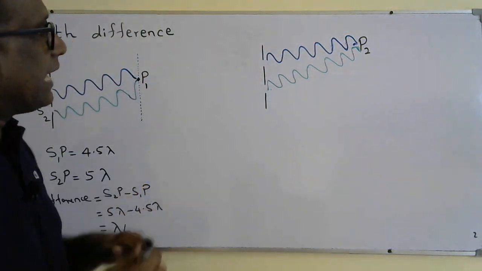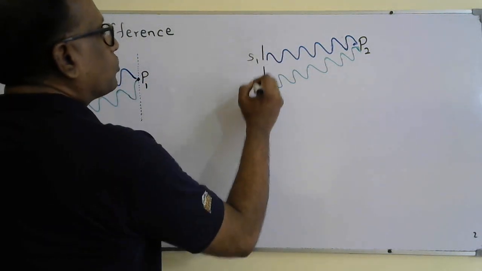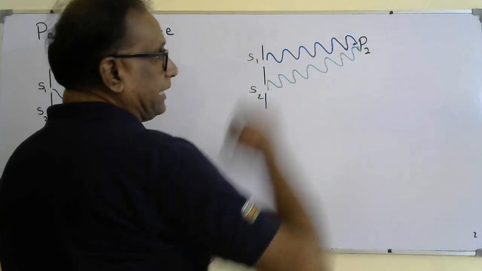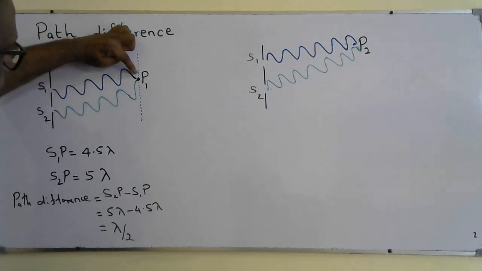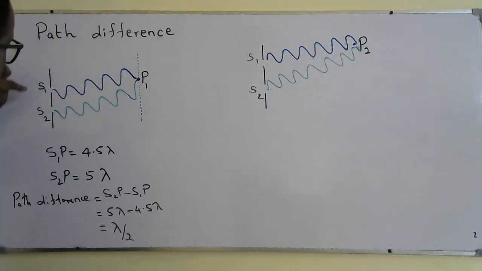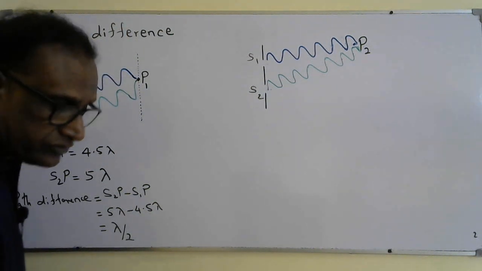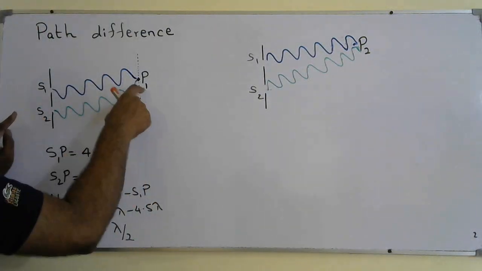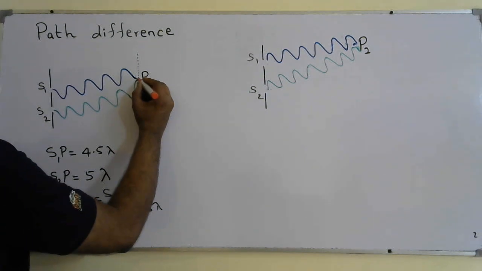When I consider this diagram, S1 and S2 are the two coherent wave sources. Here they are overlapping at P2. You can see what type of superposition is happening. The trough of the wave from S1 is overlapping with the crest of the wave from S2. So trough and crest are overlapping.